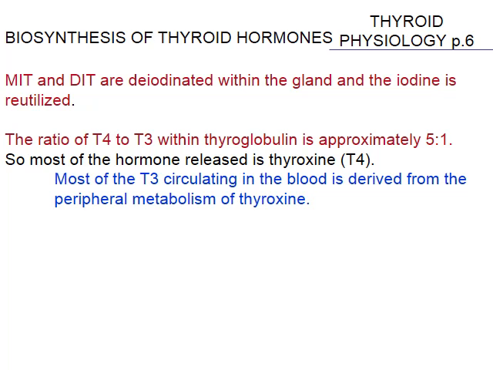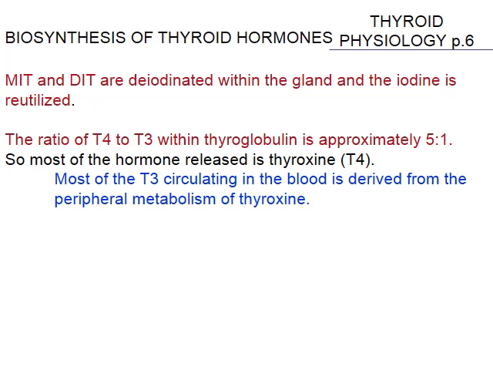It's important to note that when it comes to the ratio of T4 to T3 within the thyroglobulin itself, right, that's the scaffold upon which the thyroid hormones are built, that ratio is about 5 to 1. Some textbooks might say it's 4 to 1, some textbooks might say it's 4.7 to 1, but within this area of 4 to 5, definitely many-fold higher T4 levels on any given thyroglobulin molecule than T3 levels. So most of what will be released is the T4, or the thyroxine.